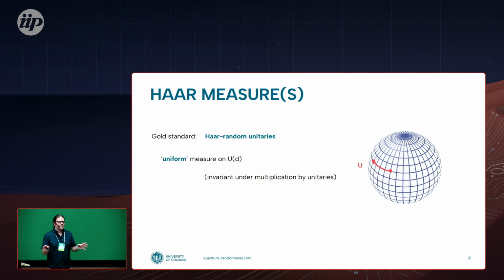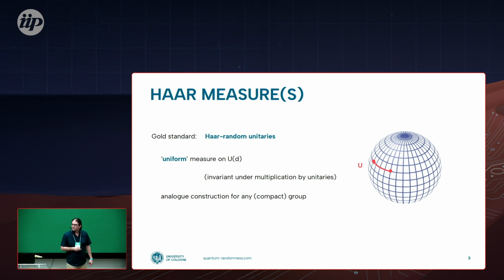So just to get everyone on the same page, the gold standard for random unitaries are Haar random unitaries, where we sample from the Haar measure on the unitary group. The Haar measure can be thought of as the most uniform measure on this group. What we require is that the measure is invariant under multiplication with unitaries. This can be seen as translations on the group, and we want the measure to be invariant under translation, so it's uniform. By the way, this works not only for the unitary group, but for any compact group that you want, and in particular for subgroups of the unitary group.